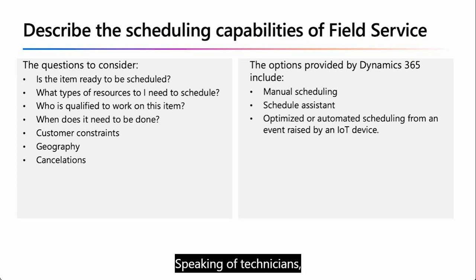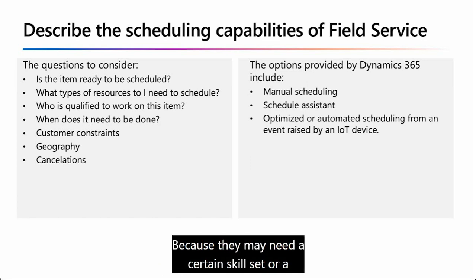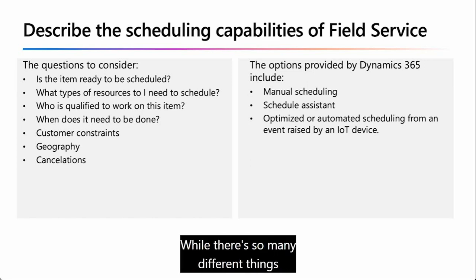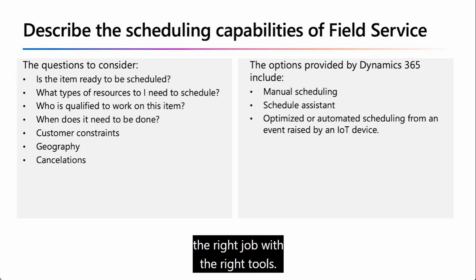Speaking of technicians, are you able to see what tools they will need to complete the job, or who is best suited or capable to carry out the job? Because they may need a certain skill set or a certain certification or qualification, or someone who can work around the customer's schedule. While there are so many different things that can go into the scheduling process, Dynamics 365 for Field Service can help you dispatch the right technician to the right job with the right tools.